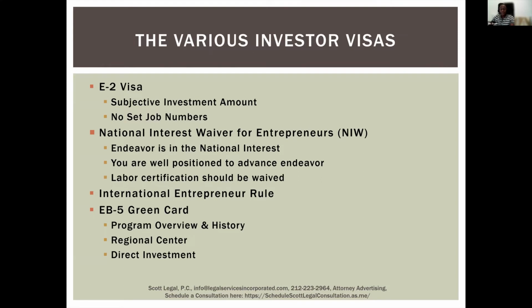The other investor visa, which is not very popular at all, and again, there's another webinar on this, is the International Entrepreneur Rule. That is really if someone is ineligible for an E2 visa because they are not a national from a treaty country. They could perhaps look at this if they have investment from certain types of investors or grants or other mechanisms that show that the endeavor has substantial economic promise or merit. And then finally, the EB-5 green card, and we're going to spend a lot of time today going through that.